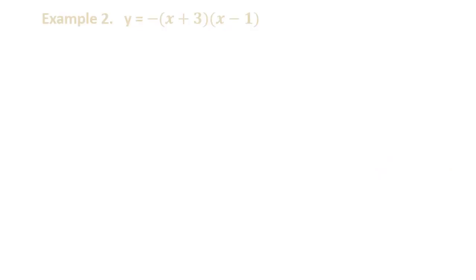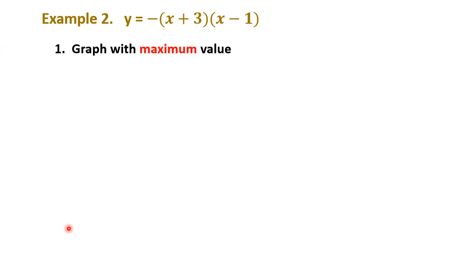Example number 2, y equal minus x plus 3 into x minus 1. Question number 1, what is the nature of the graph? Here, since the sign is minus, the nature of the graph is going to be maximum. Therefore, this is a graph with a maximum value.